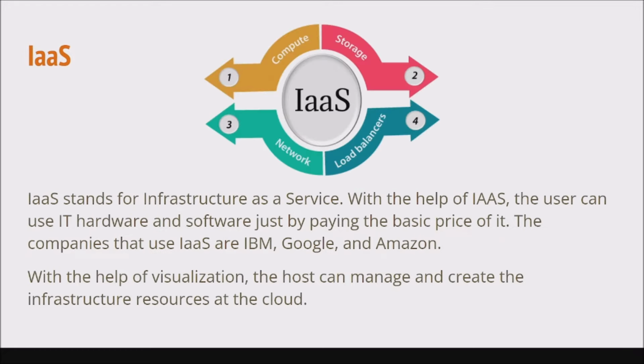IaaS stands for Infrastructure as a Service. With the help of IaaS, the user can use IT hardware and software just by paying the basic price of it. The companies that use IaaS are IBM, Google, and Amazon. With the help of virtualization, the host can manage and create the infrastructure resources in the cloud.